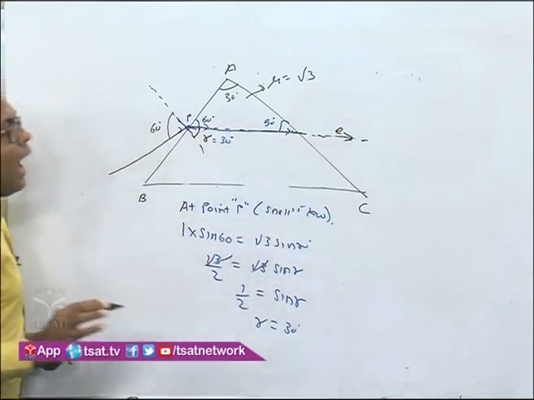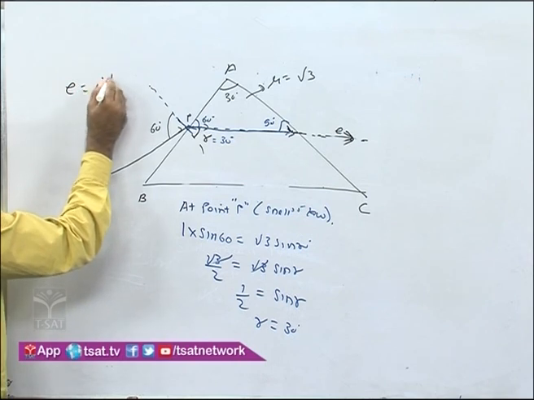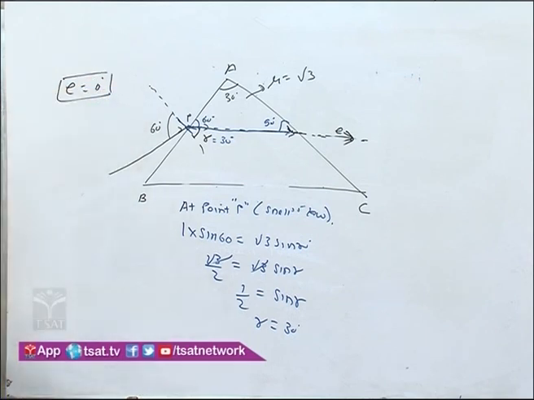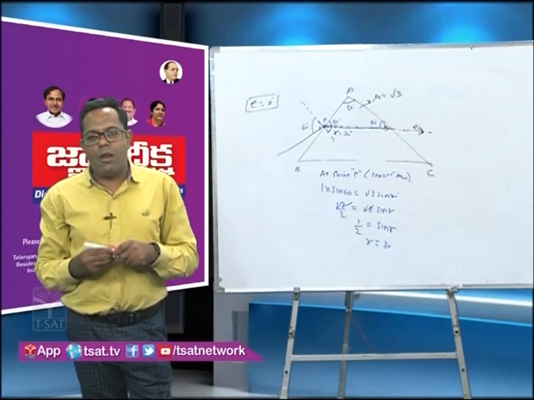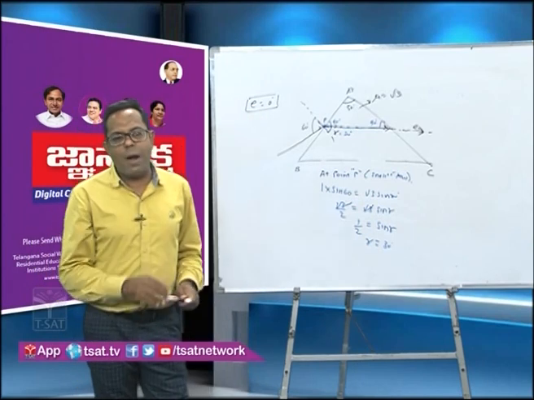So now what is the angle between the incident ray and the emergent ray? 0 degree. The first answer you got, the angle of incidence or angle of emergence, comes out to be 0 degree. That is the first part that we have solved.